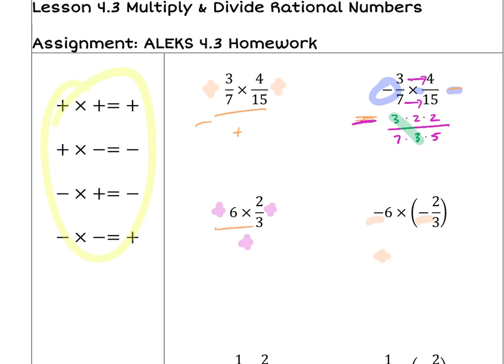3 divided by 3 is 1. So what's left on the top is 2 times 2. What's left on the bottom is 7 times 5. We said it was a negative because a negative times a positive is a negative. So this is going to be negative 4/35.